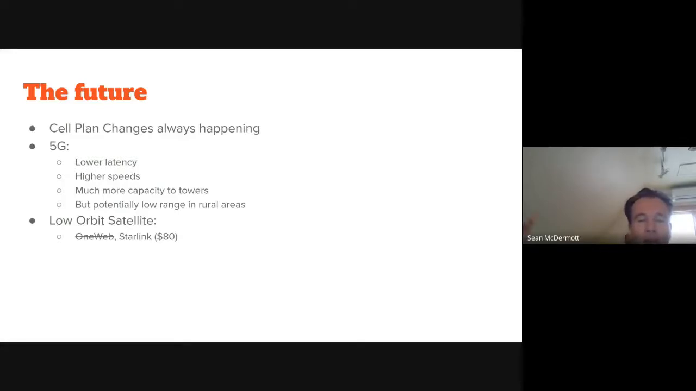And so we're hearing a lot about this. It does seem legitimate. They've launched a lot of satellites. They've already tested it, and they're launching more all through this year. They're promising, believe it or not, a price of $80 a month for Starlink. It will basically be about the same latency as 4G. It'll be in the 40 to 60 millisecond latency.